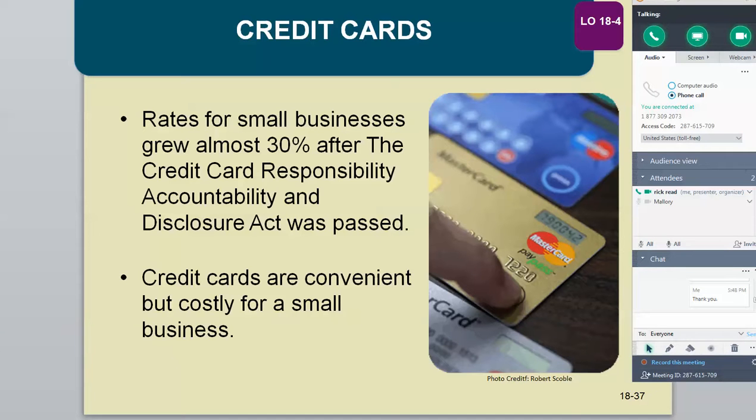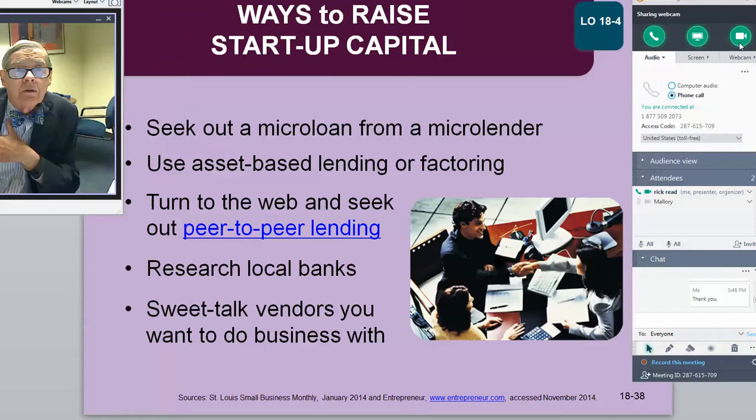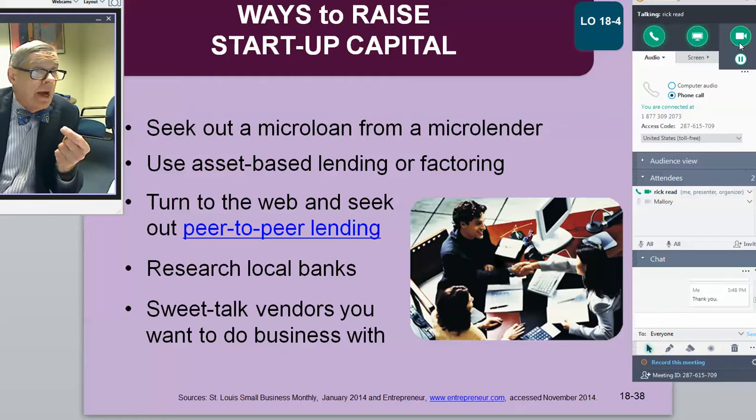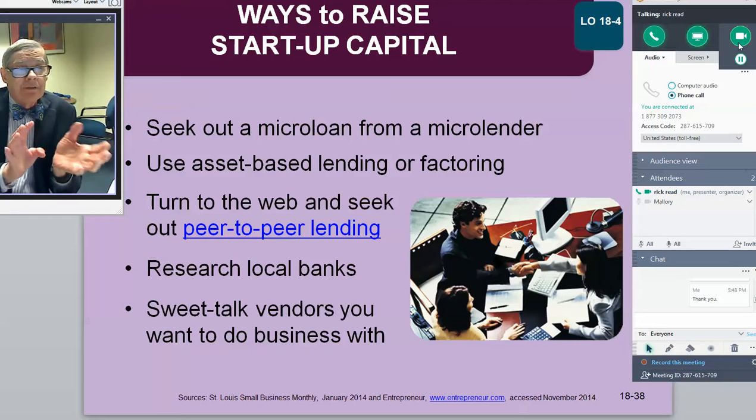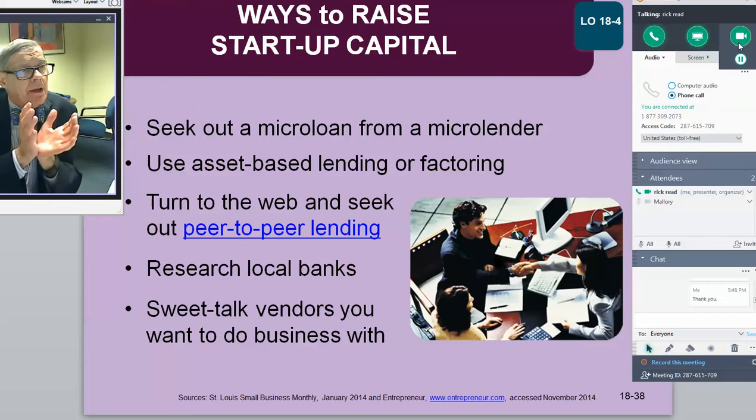Here are some ways to attract startup capital. Look out for people who will give micro loans, micro lenders. One of the things we mentioned way back in Chapter 6 is to talk to the Small Business Administration. Those folks are a government entity, and they want to see you succeed and help. They may not be able to do anything other than point you in the right direction, but at least they can do that.